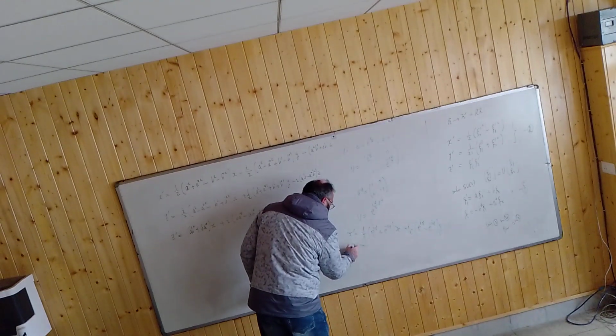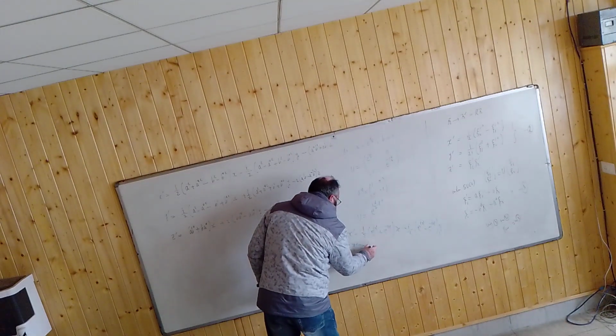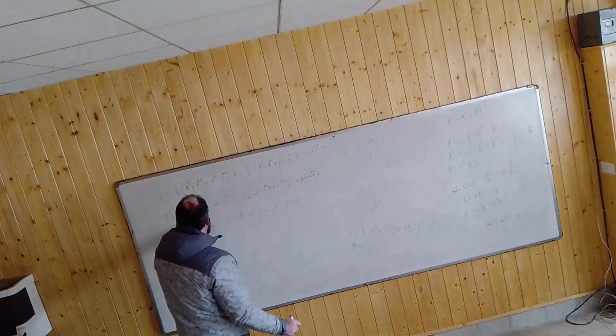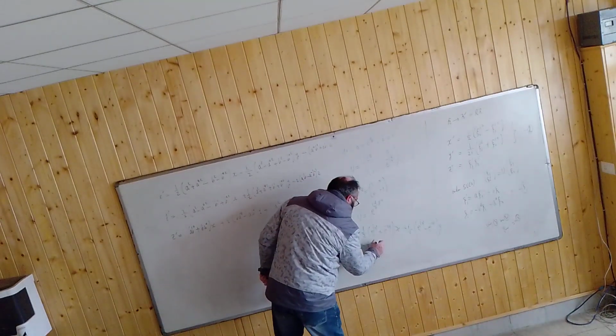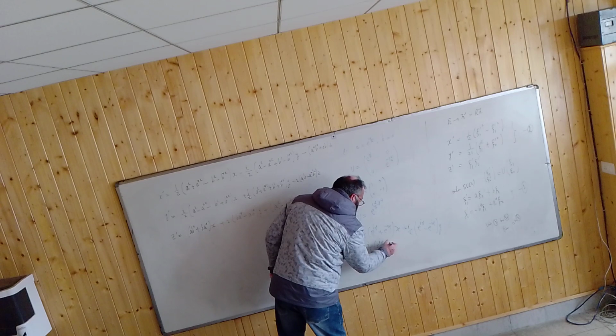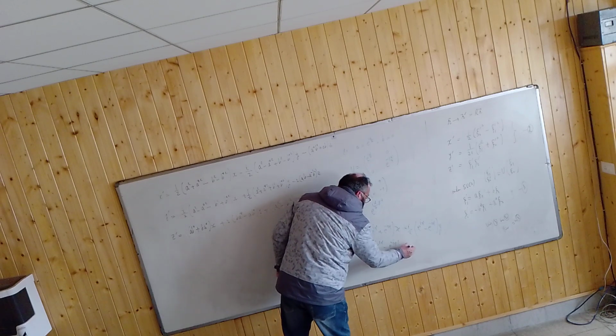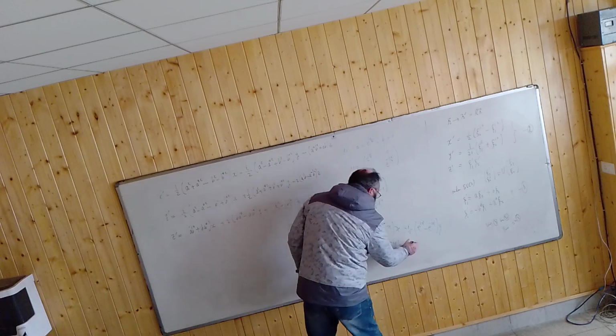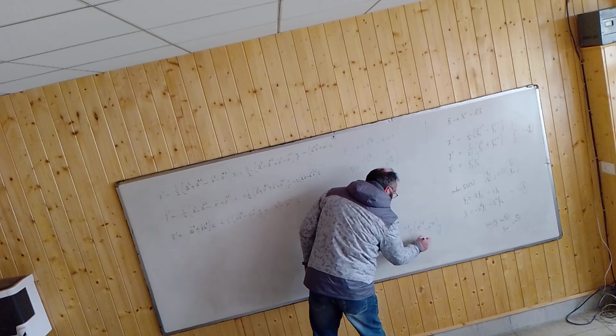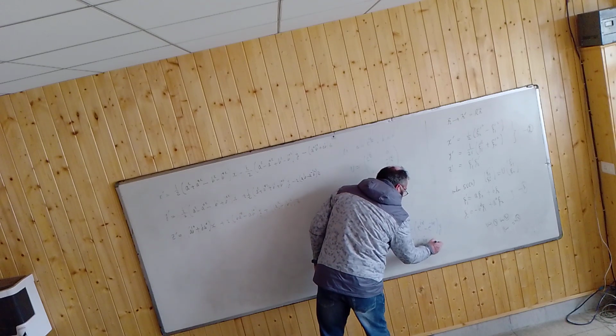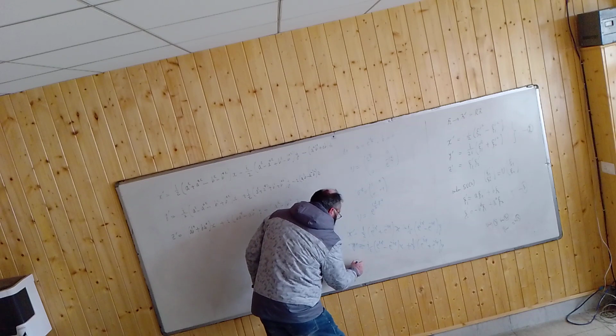Okay, so let me write now y prime. It is i by 2 (a square minus a star square), so it is e raised to i alpha minus e raised to minus i alpha, x. Then it is plus 1 by 2 (e raised to i alpha plus e raised to minus i alpha) y. And z prime is equal to.